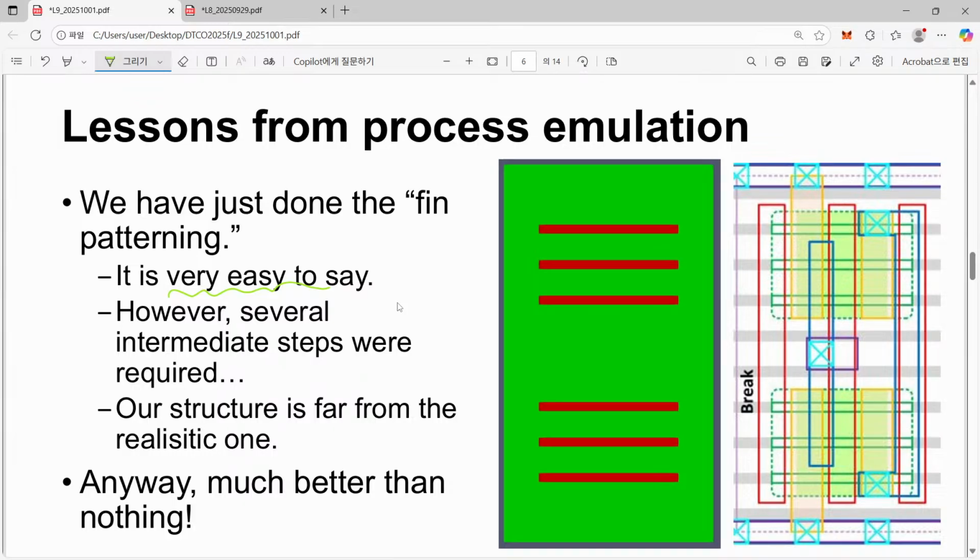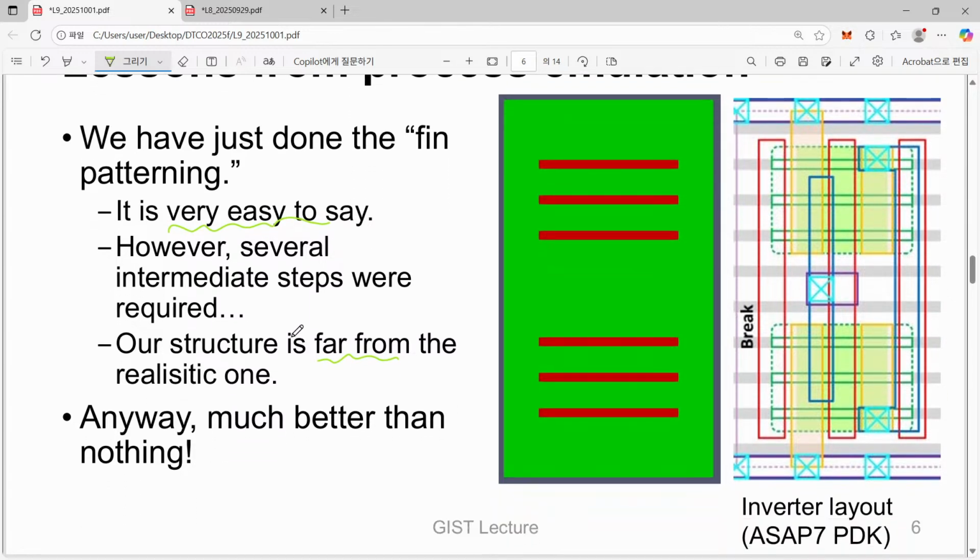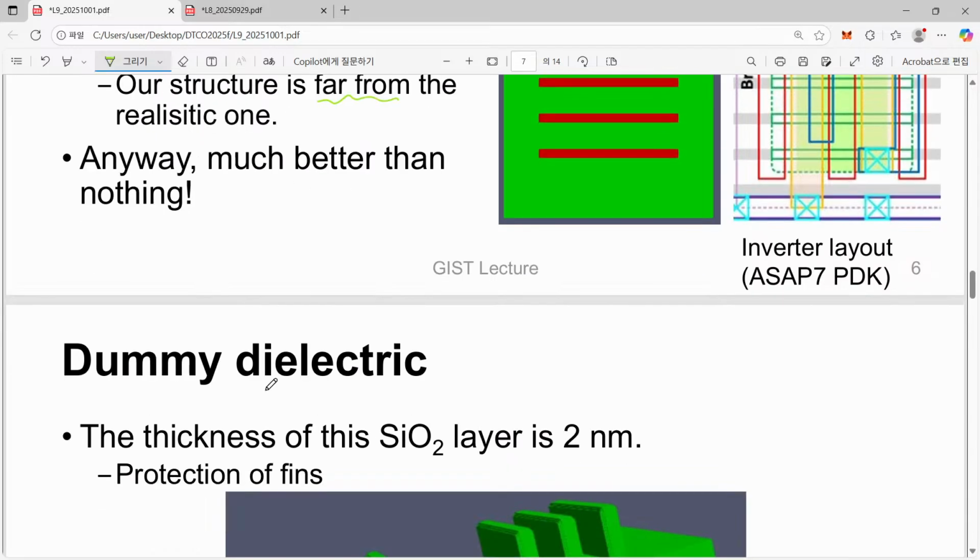Our structure is far from the realistic one, so we have limited capability. But in my opinion, it is much better than doing nothing. I think this is not easy to get from a usual textbook. So let's keep this kind of study going to finish our FinFET fabrication process.